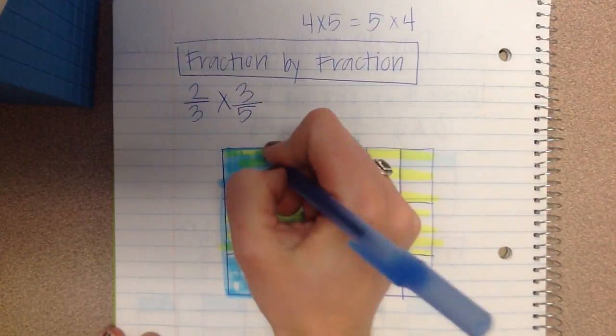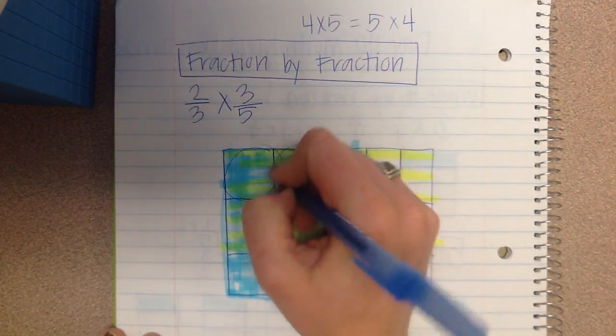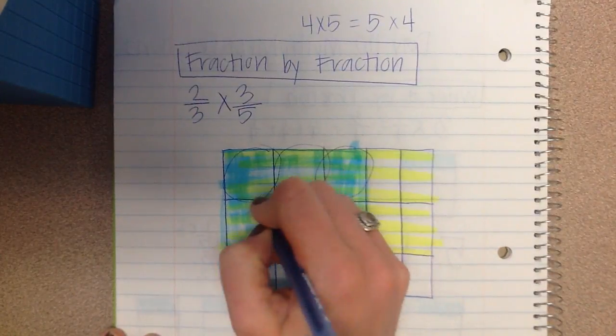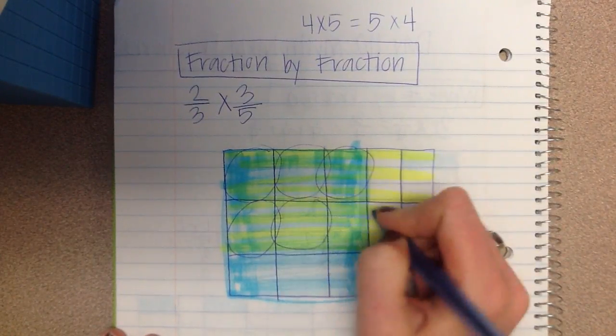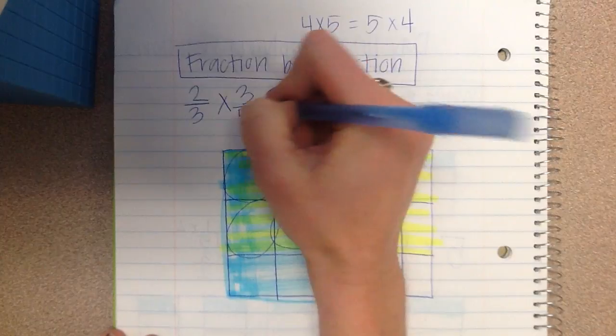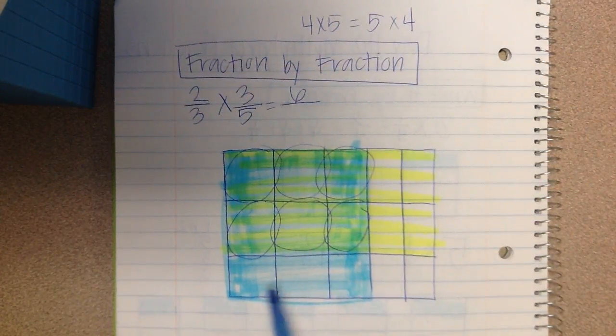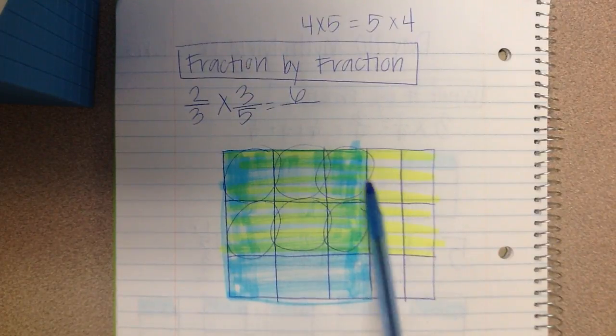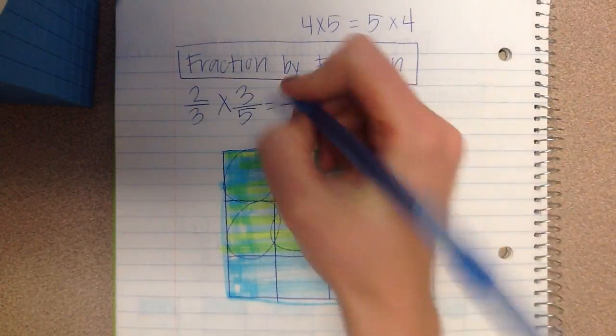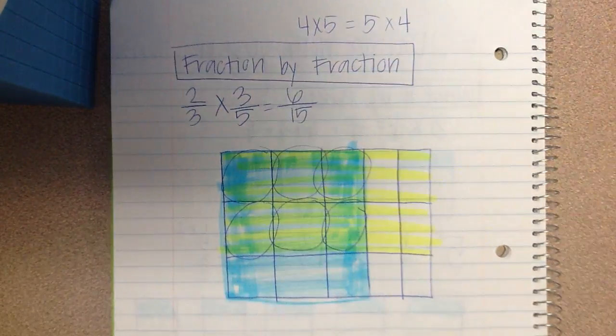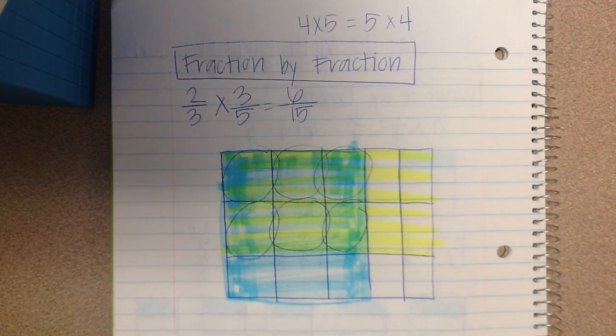Now I'm going to look and see how much overlaps. 1, 2, 3, 4, 5, 6. So my answer is 6 over the total. 1, 2, 3, 4, 5, 6, 7, 8, 9, 10, 11, 12, 13, 14, 15. So that's my answer. Okay?